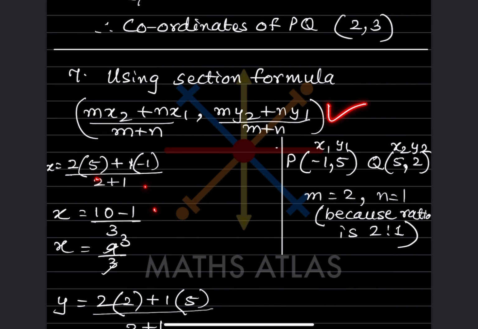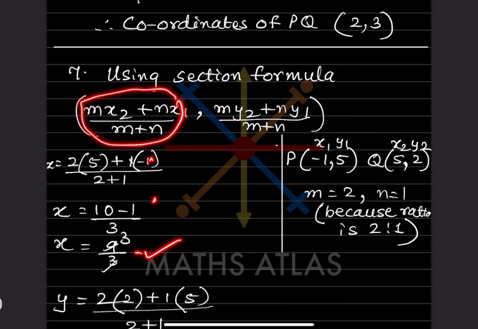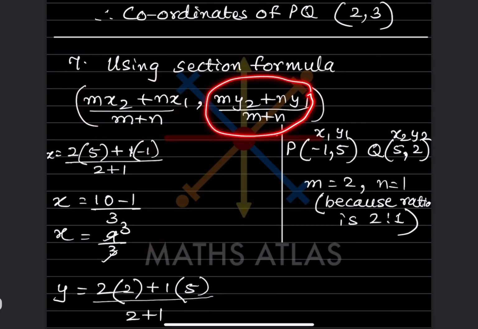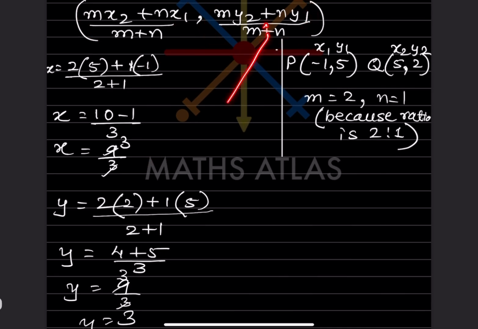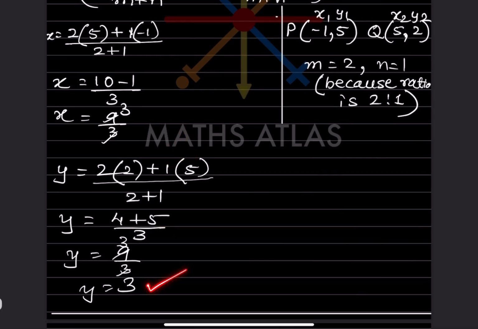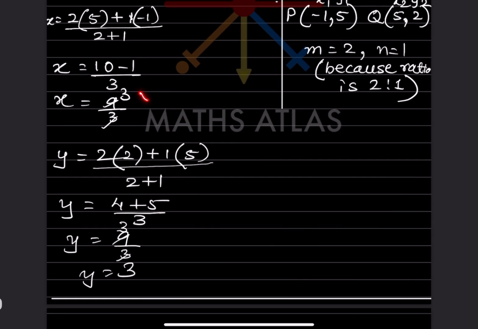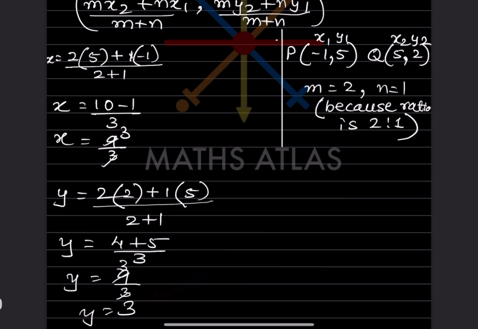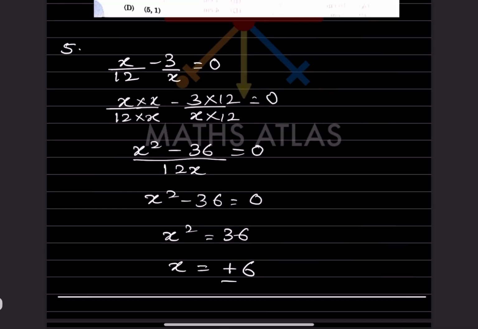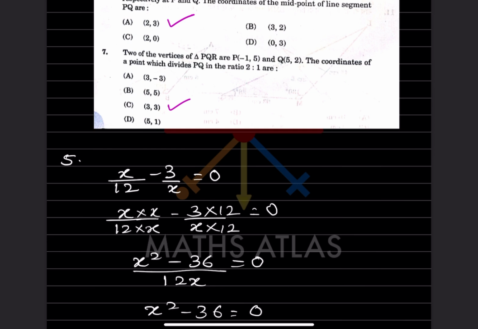So after plugging in, you get the x value. For this one, you put x is equal to this and you get x is 3. And for y, you put this one, and you get the y value again, 3. So x is 3 and y also is 3. So the coordinates of the point which divides PQ are going to be 3 and 3.